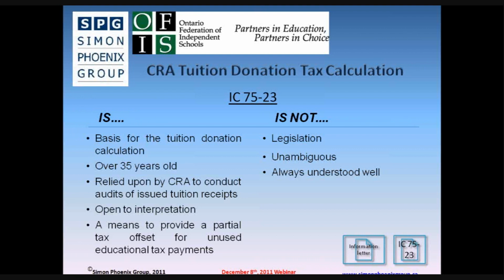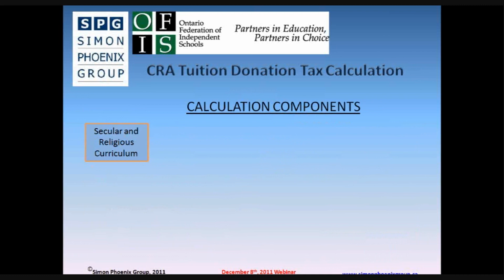I personally have run this calculation myself using spreadsheets for 6, 7, 8 years. I've never run across a situation where an auditor didn't understand it, but I have been told by some people who have been involved in audits that an initial auditor who was sent to them did not understand IC 7523. So that certainly is possible.